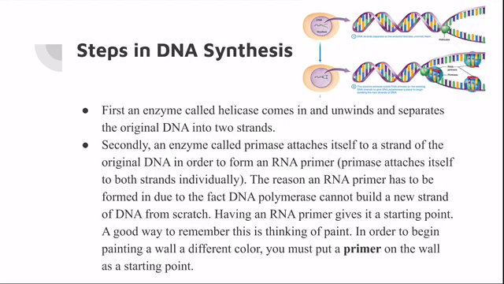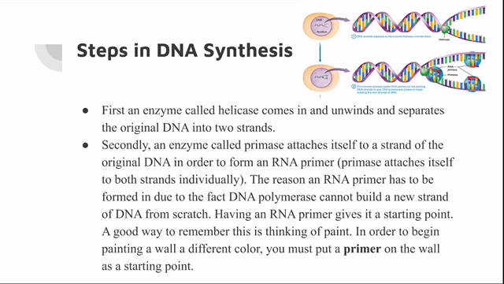Steps in DNA synthesis. In the diagram, you see the first 2 steps in order for the DNA to replicate. First, an enzyme called helicase comes in and unwinds and separates the original DNA into 2 strands. Secondly, an enzyme called primase attaches itself to a strand of the original DNA in order to form an RNA primer. Primase attaches itself to both strands individually.